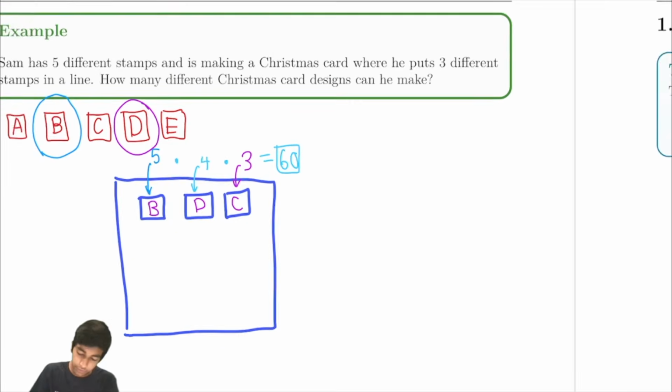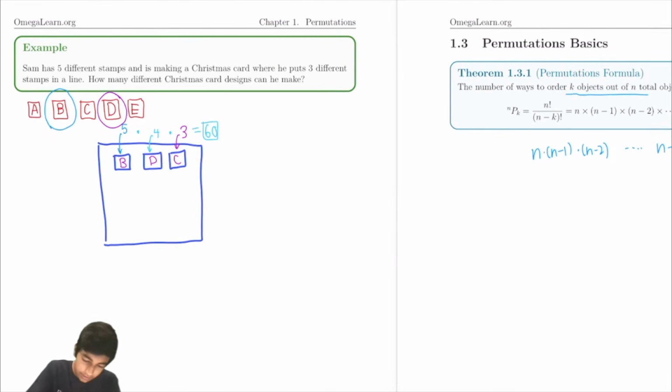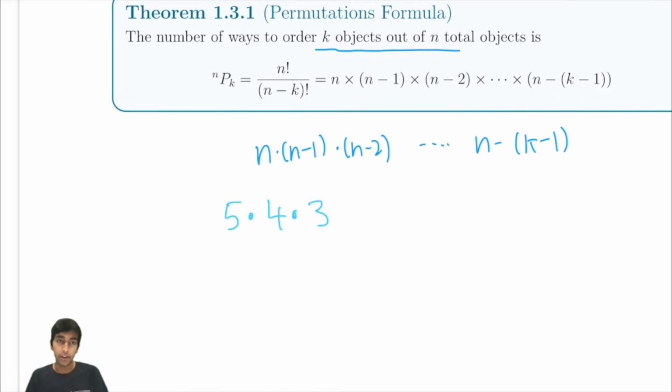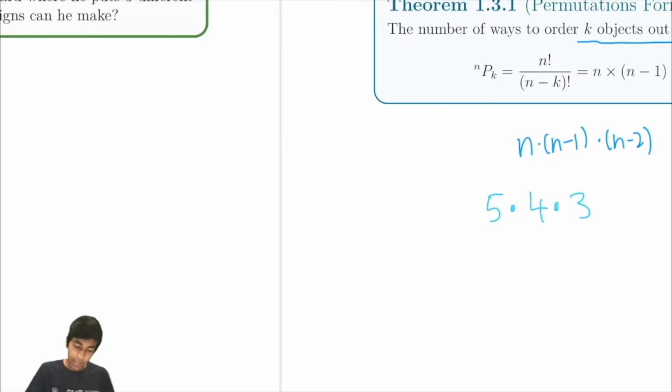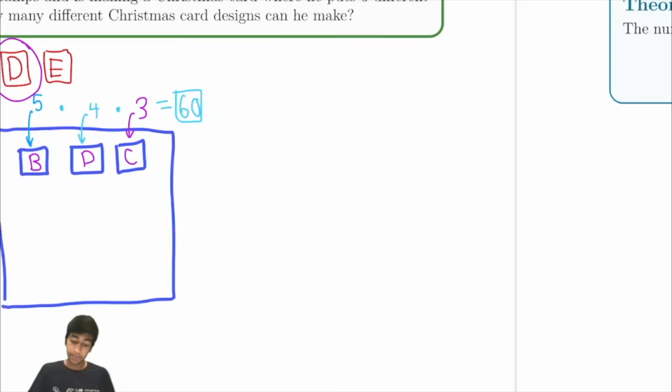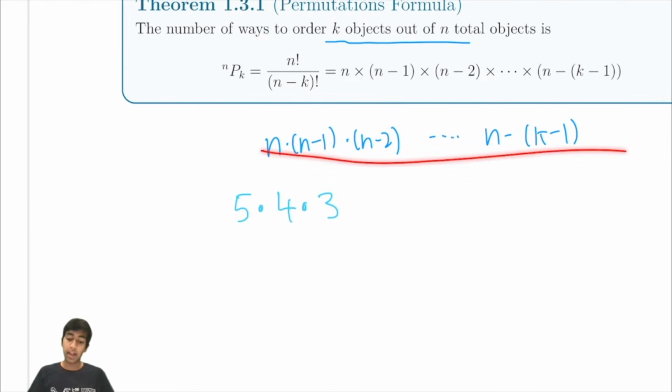We had 5 choices for the first one, where 5 was n, then 4 choices for the second one, then 3 for the third, because we were picking 3 stamps. So this is just a generalization. Essentially, the key idea is to consider for each choice how many different choices for each object, how many different positions do we have. Like here, we had 5 choices for the first position, 4 for the second, and 3 for the third. And in this case, it's just a generalization.